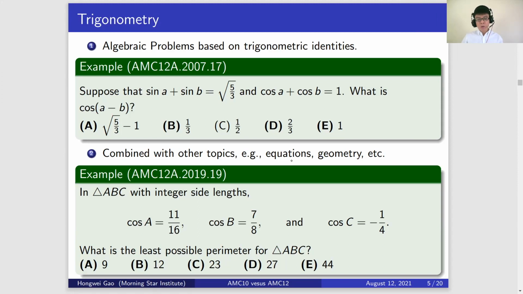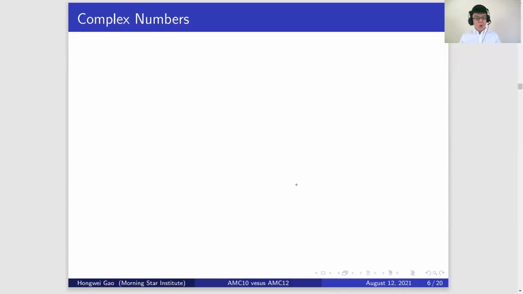Here, students are required to use the law of sines to find the ratio of the 3 side lengths. The law of sines is an important theorem in trigonometry that solves geometric questions. There's another theorem called the law of cosines, which is also very useful in geometry. The third topic is on complex numbers. It still has basic arithmetic questions and advanced problems related to other topics.